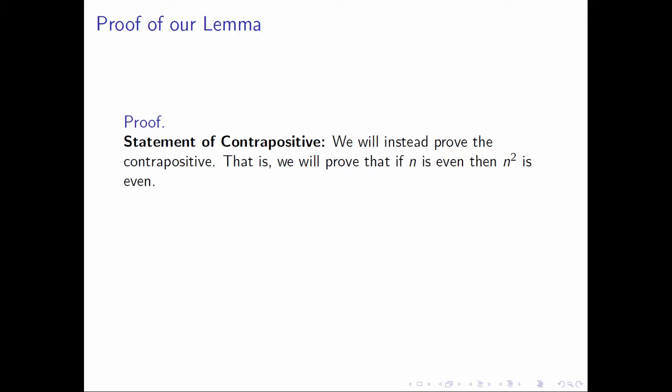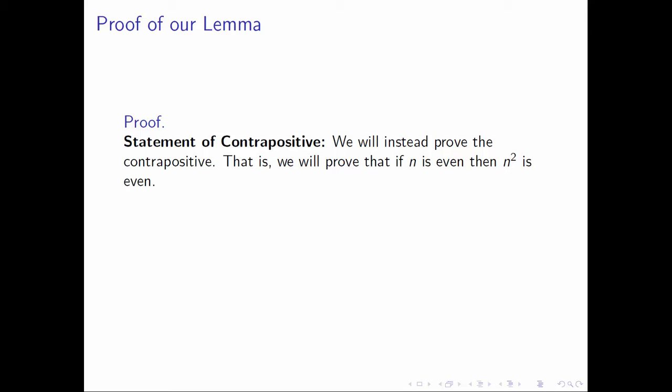Now we're ready to begin our proof of our lemma. This is the new step that we need. Since we're going to proceed by contrapositive, we're going to state for our reader that that's the direction we're going. So all we do is we say, and we will instead prove the contrapositive. And then we're going to state what the contrapositive is. That is, we will prove that if n is even, then n squared is even.